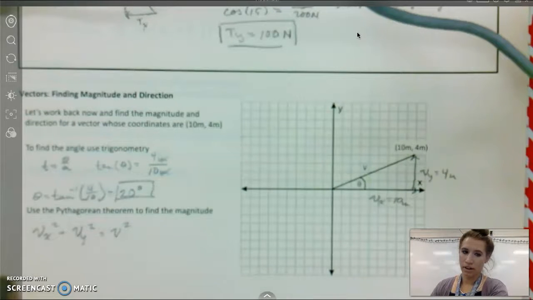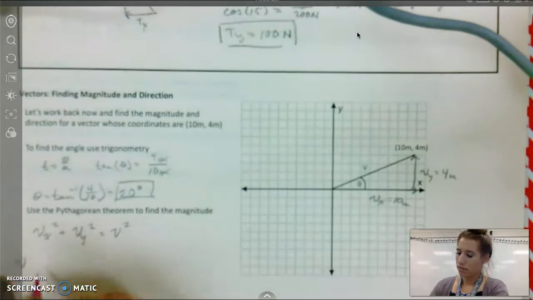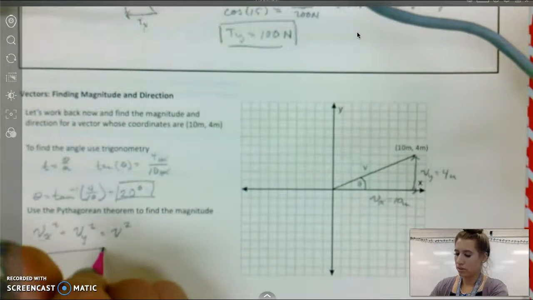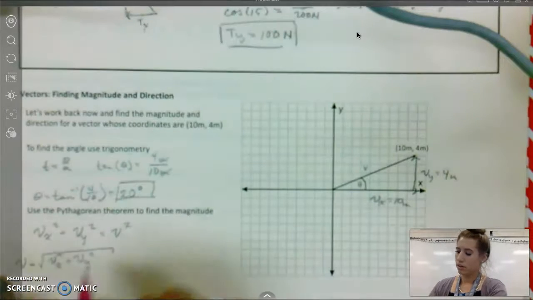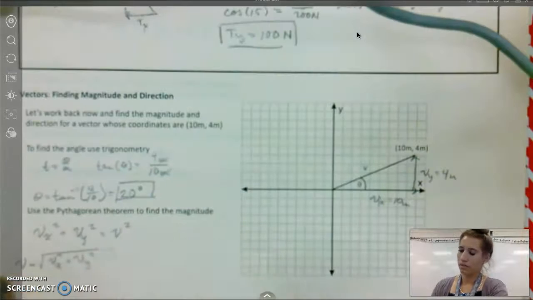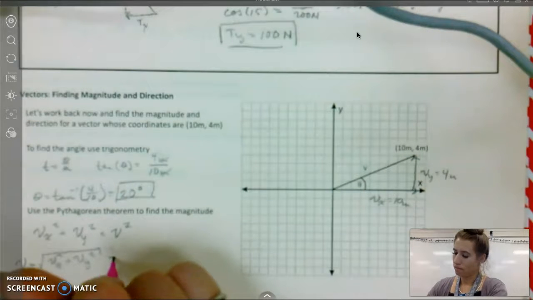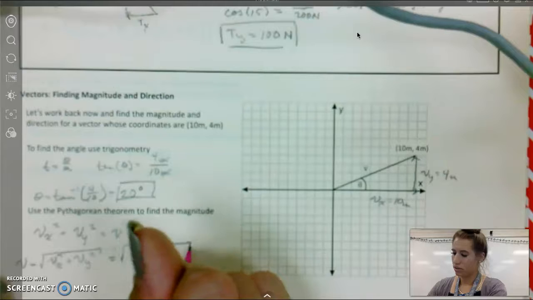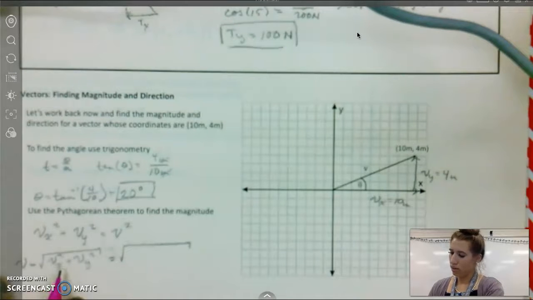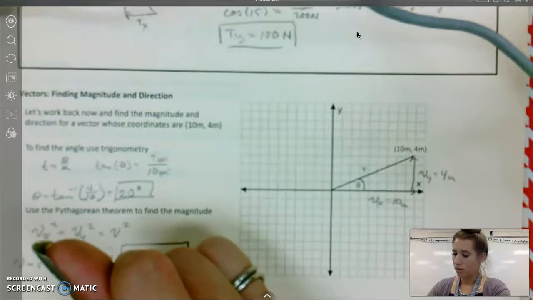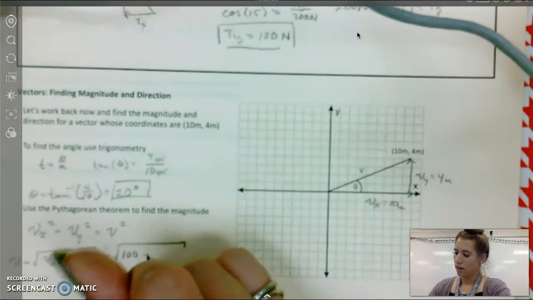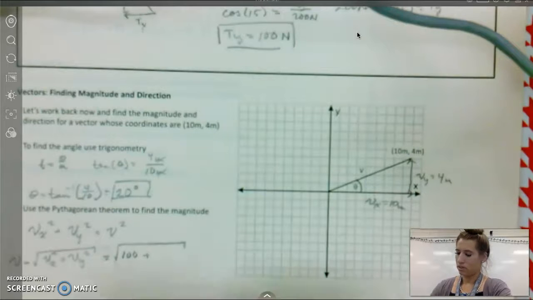So let's take the square root of both sides, and we end up with the magnitude of this vector equal to the square root of v sub x squared plus v sub y squared. Okay, let's plug in numbers. So v sub x is equal to 10, and if I square 10, I get 100. I had 1 sig fig before, and I need 1 sig fig now, so it's going to be 100 without a decimal point. And then I'm going to add that to 4 squared, which is 16.